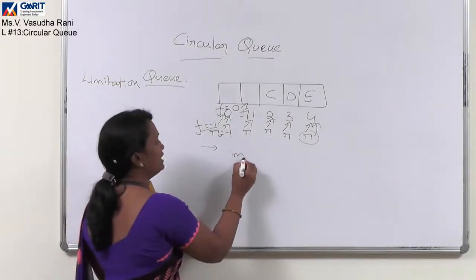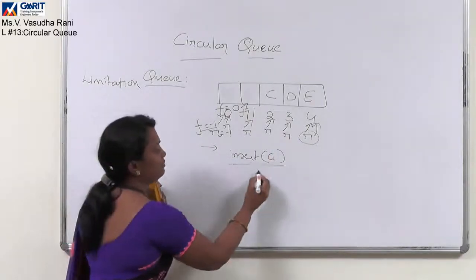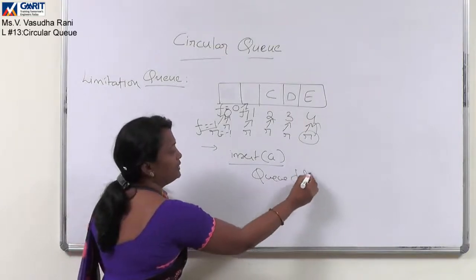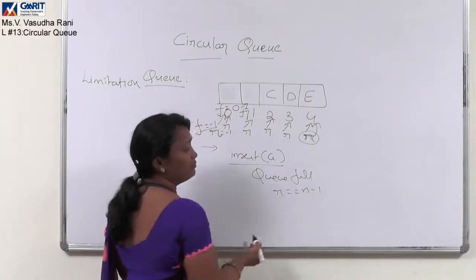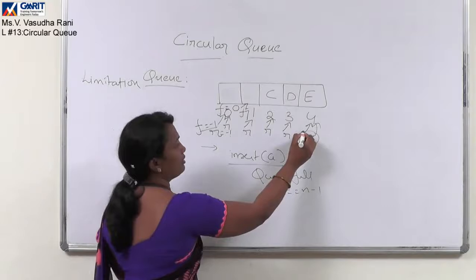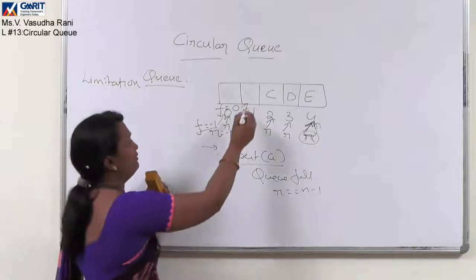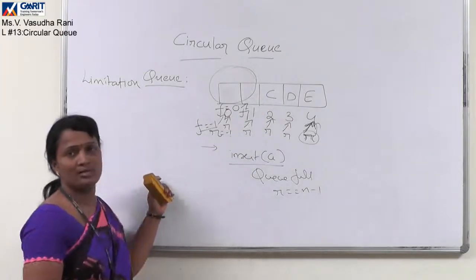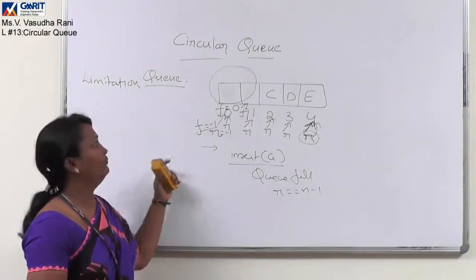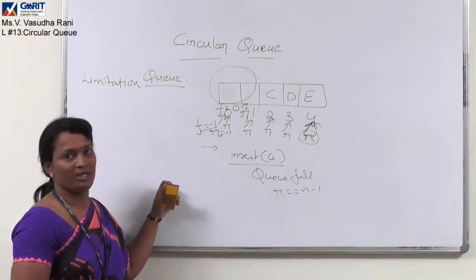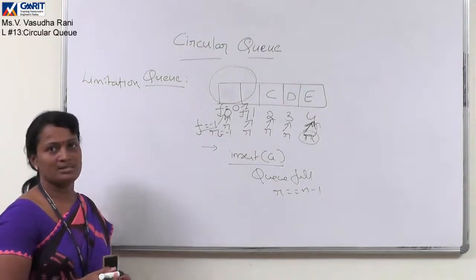But now if you try to insert a new element into your queue, it will check for the queue full condition, which is that R is equal to the size of the list minus 1, as the rear has already reached the end position of the queue. Even though we have some free locations at the front of the queue, we cannot insert any values into the queue. This is the drawback we have with the linear queue. In order to solve this, we have to go for a new sort of queue, that is the circular queue.